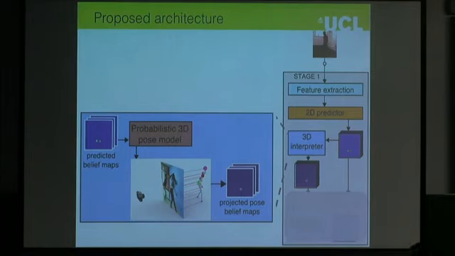So what we can do now that we've predicted these 2D belief maps, we can actually collapse these belief maps into just a single 2D pose estimation for each of the joints. And using our probabilistic 3D pose model, we can then lift into 3D, and we can reproject back onto the image. And we generate a second set of belief maps, and these are reprojected. So they've gone into 3D and they've been reprojected back.